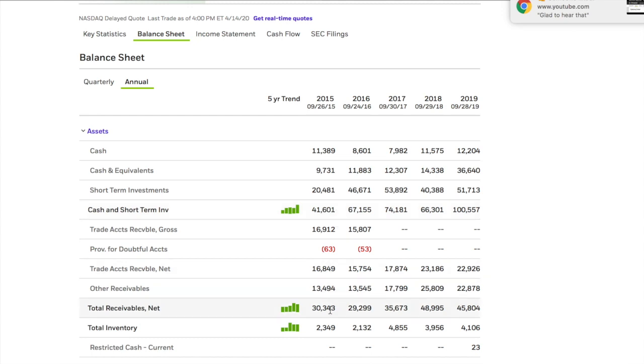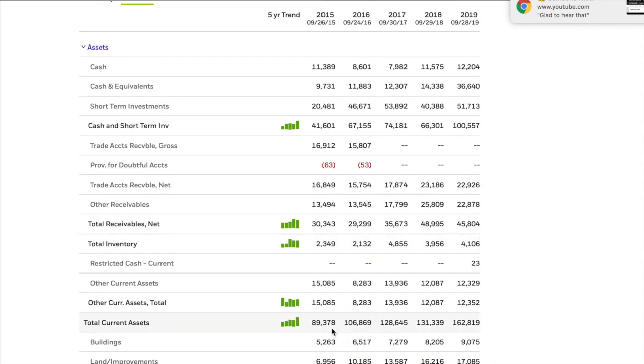You can look at total receivables, money that's owed to the company. Total inventory is how much money the company has spent on its inventory. Then you're going to be able to see the total current assets. Total current assets is anything that can be turned into cash within a year, like money they can get to right now.